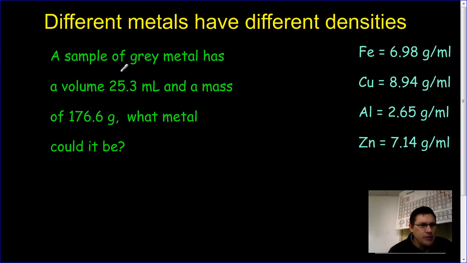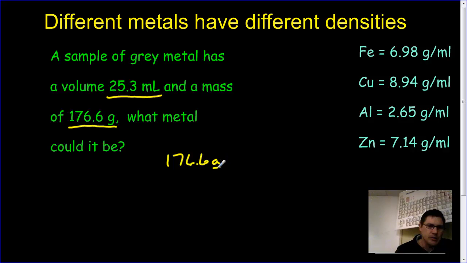So what we have to do is compare the volume and the mass to see what the density might be. Notice over here our units are grams over milliliters. So we want to do the exact same thing with this data set that we have. We have 176.6 grams in 25.3 milliliters. So what we're going to do is take 176.6 grams and divide it by 25.3 milliliters.